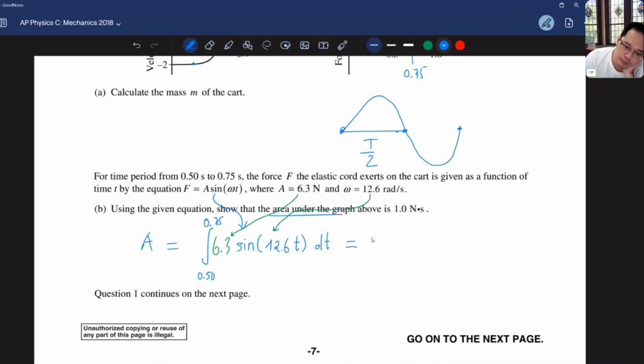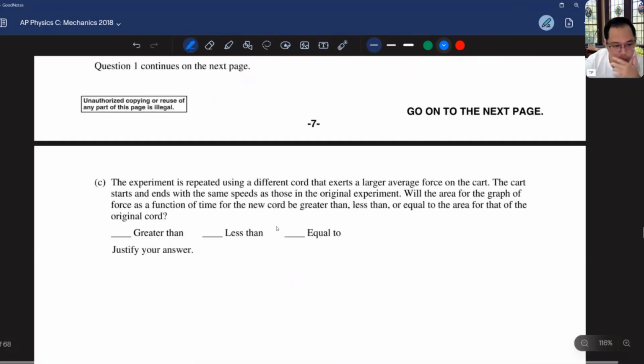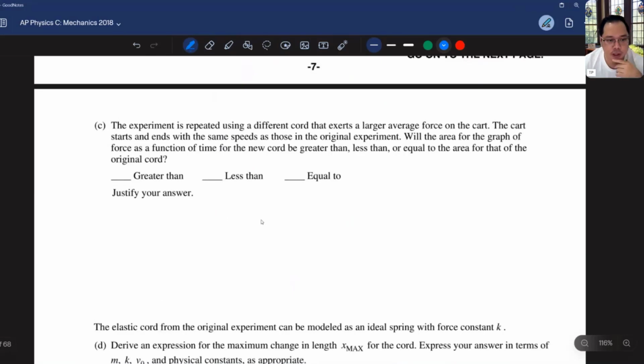Substitution. 0.999, and therefore it is possibly equal to 1 newton second. The experiment is repeated using a different cord that exerts a larger force on the cart. The cart starts and ends with the same speeds as those in the original experiment. Will the area of the graph of the force as a function of time for the new cord be greater than, less than, or equal to the area for that of the original cord?